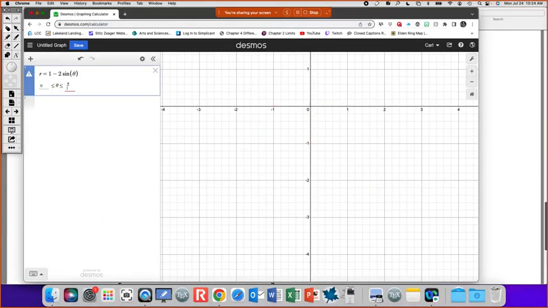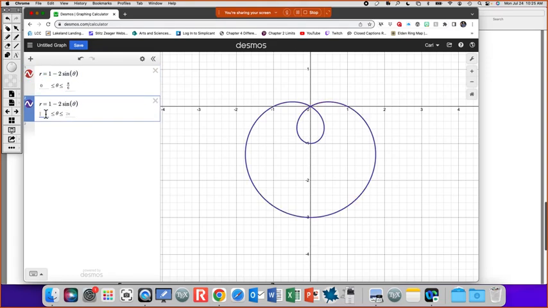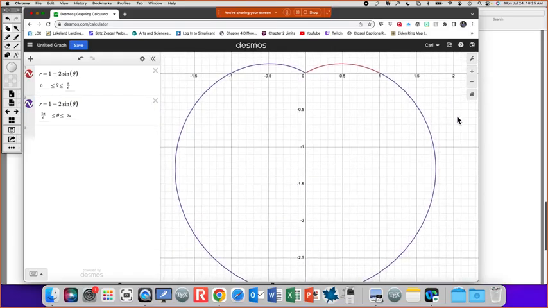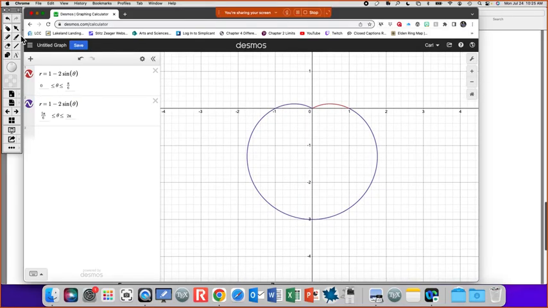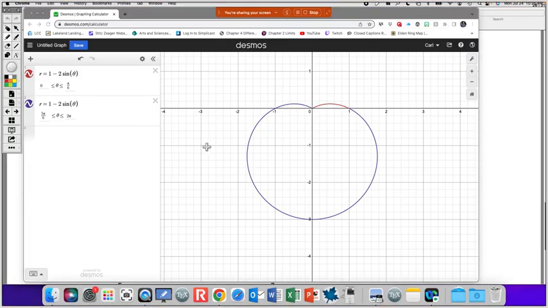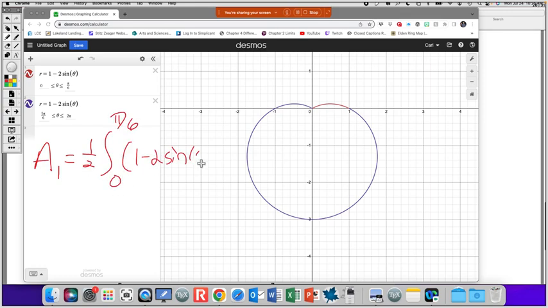Zero to pi over 6 is what I love about this. And then 5 pi over 6 to 2 pi. Right? You with me or not? So if I do, I'll call it A1, is 1/2 integral 0 to pi over 6 of (1 minus 2 sine of theta) squared d theta. That's going to give me that piece of area. You with me or not?